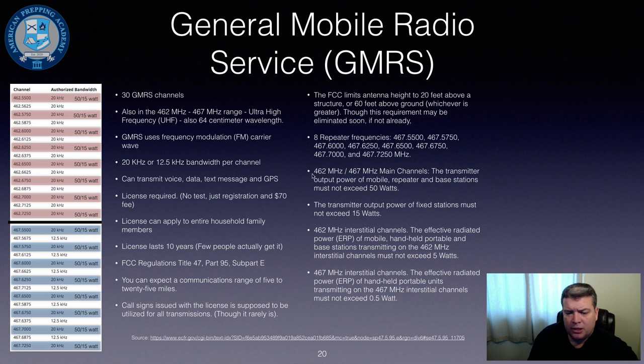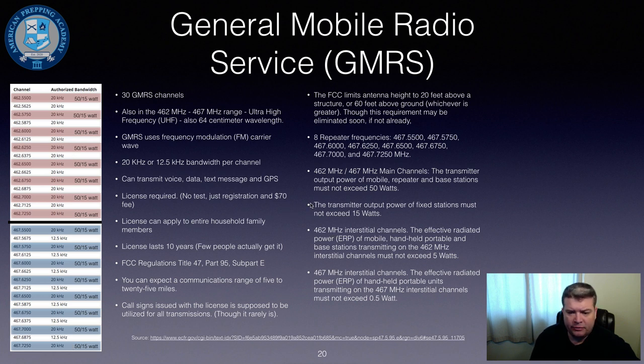Okay, so on the 462 and 467 megahertz main channels, the transmitter output power of mobile, repeater, and base stations must not exceed 50 watts. And that's one of the reasons that I really like the GMRS, because you can get more wattage and punch out a little bit further. All these colored bands you see are the 50 and 15 watt channels. Those are the main channels.